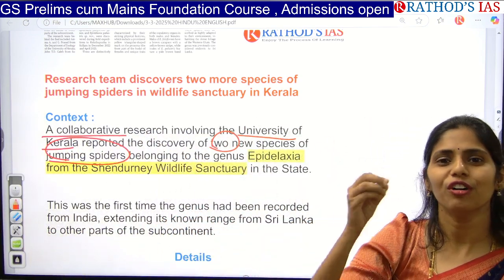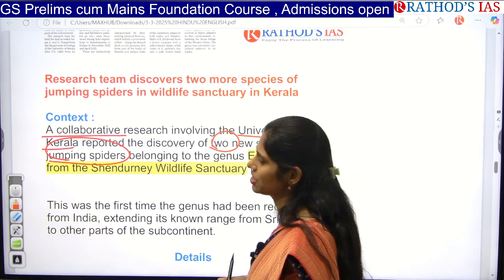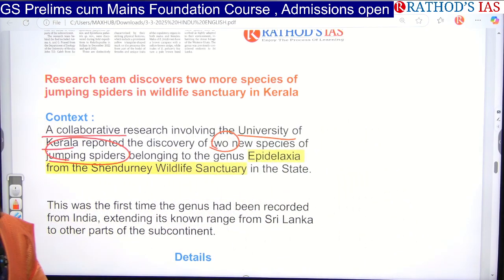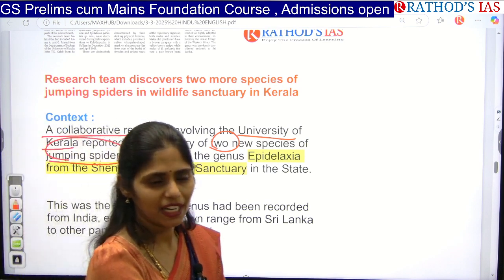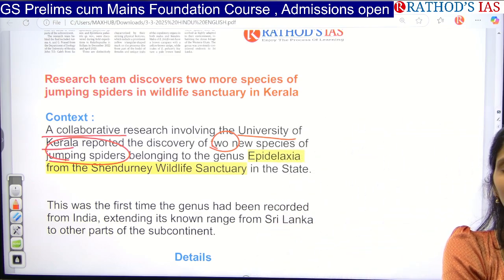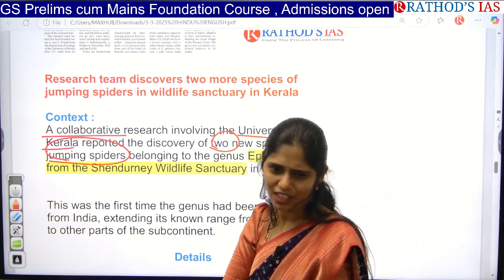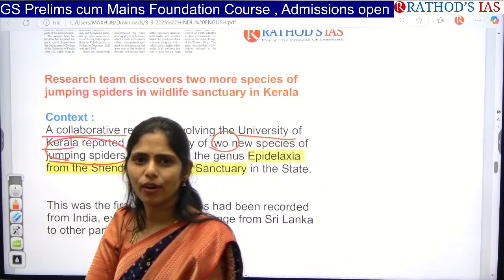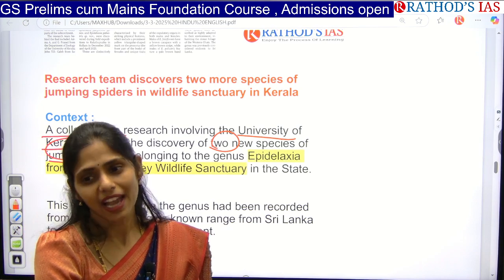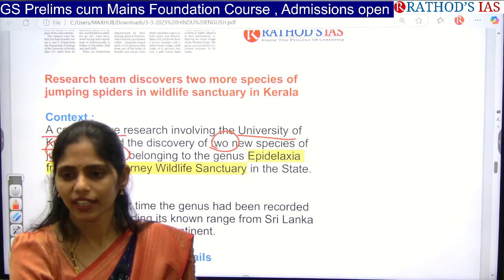From this point of view, UPSC may give questions like, consider the following statements regarding jumping spiders, and they will give statements regarding jumping spiders. How many legs will be there? Normally spiders have legs only, they will not have wings. In this jumping spider, if they are jumping, they need to have wings. And what is the body color, what is the structure, and what is the lifestyle of that spider, they may ask the question. So in this way you have to be prepared while you are reading your current affairs.